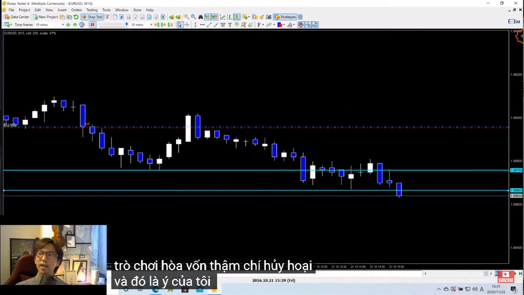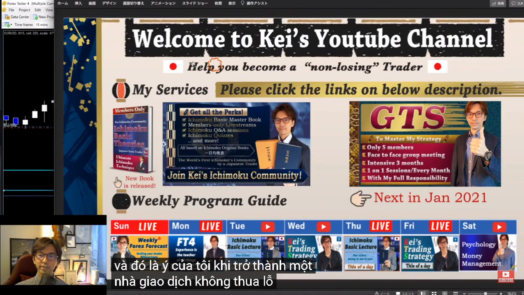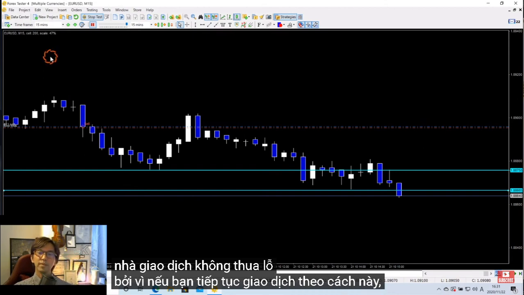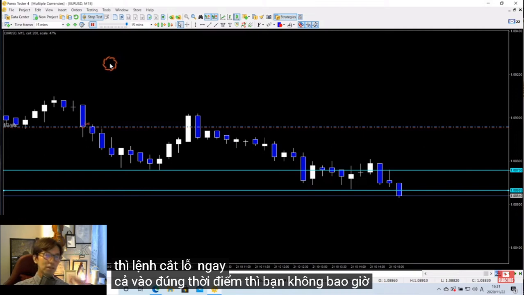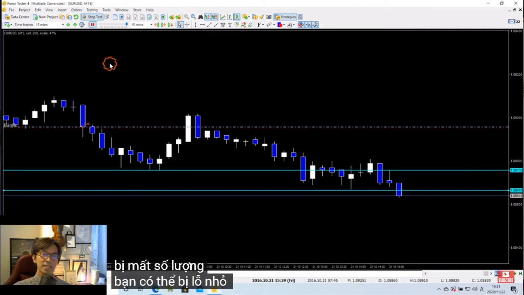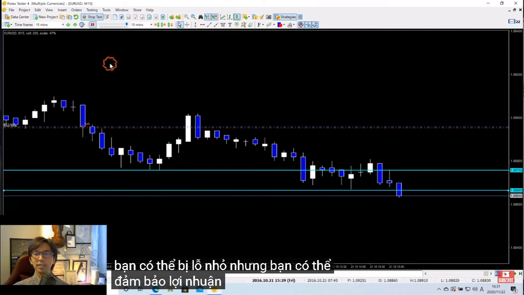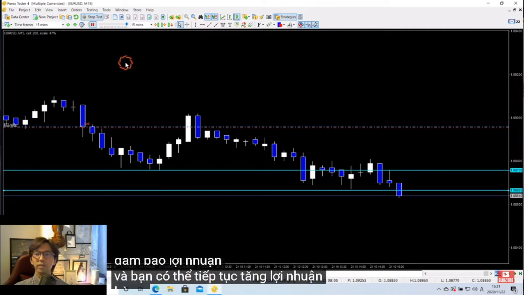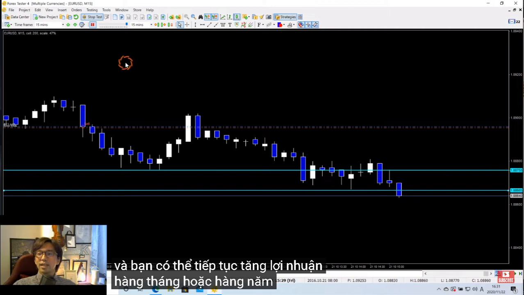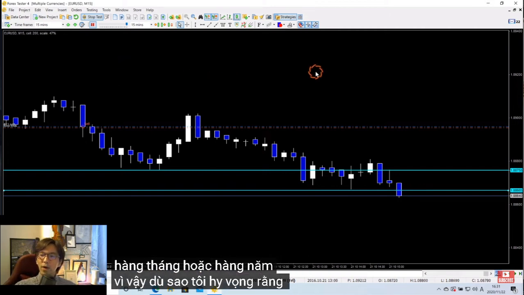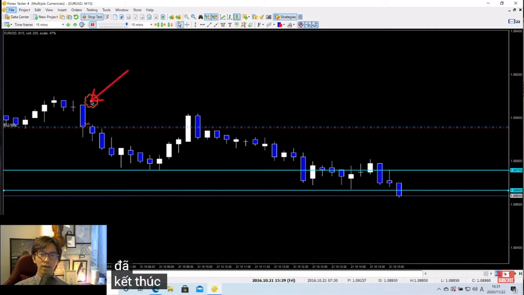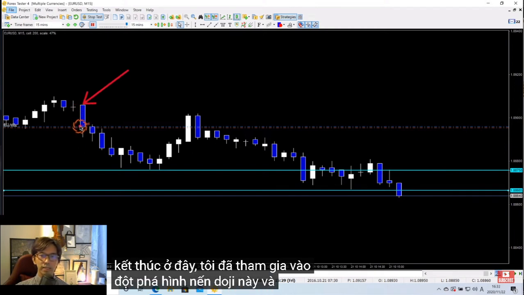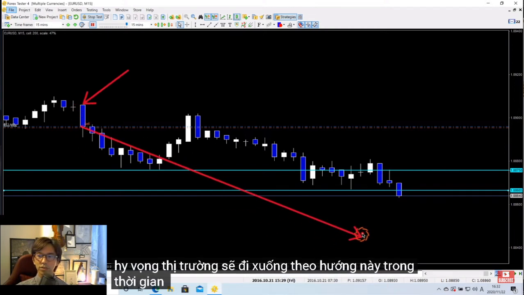And that's what I mean by becoming a non-losing trader, because if you keep trading this way, moving the stop loss to break even at the right timing, then you never lose the count. You might have small losses, but you can secure the profit and you can keep growing the profit over a monthly or yearly basis. So anyhow, I hope that you got the idea of the doji breakout. So that was over here. I entered this doji candlestick breakout, expecting the market to go down this way in the long term.